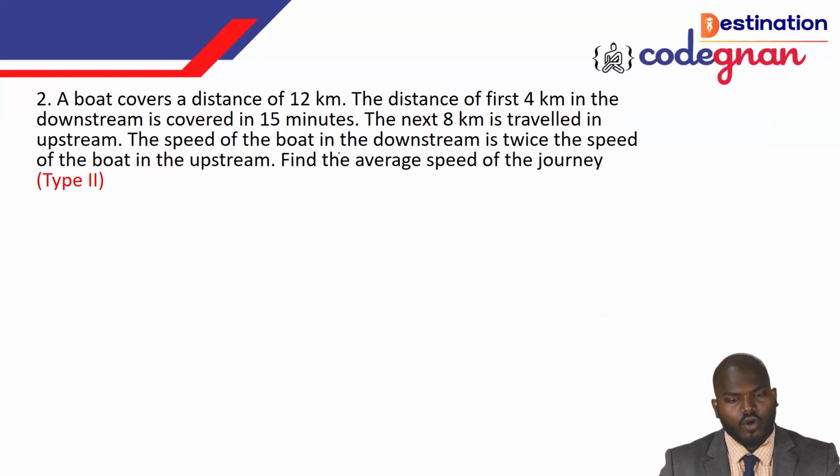So the speed of the boat in the downstream is twice the speed of the upstream. That's what you just want to take from here. Okay, you see this one? Average speed of the journey. Here also they are asking this one.